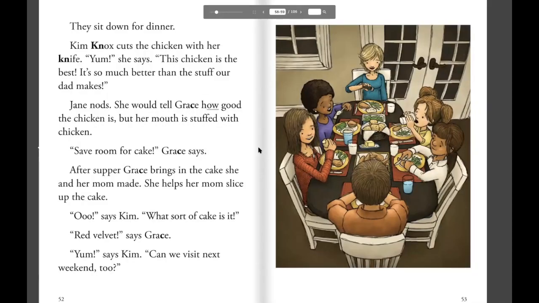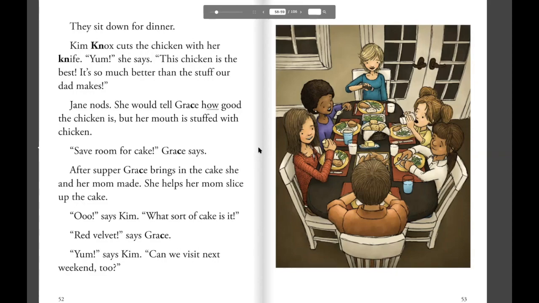They sit down for dinner. Kim Knox cuts the chicken with her knife. Yum, she says. This chicken is the best. It's so much better than the stuff our dad makes. Jane nods. She would tell Grace how good the chicken is, but her mouth is stuffed with chicken. Save room for cake, Grace says.